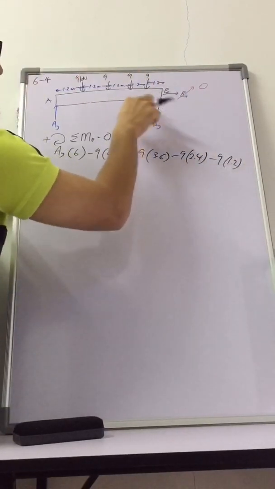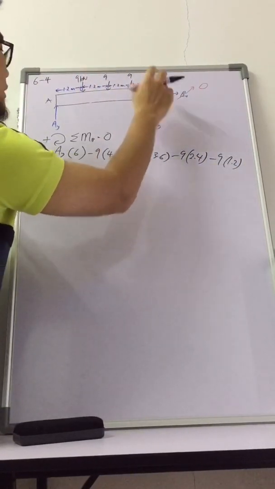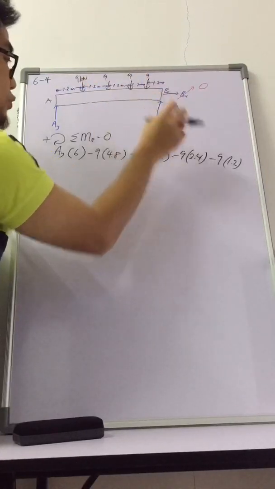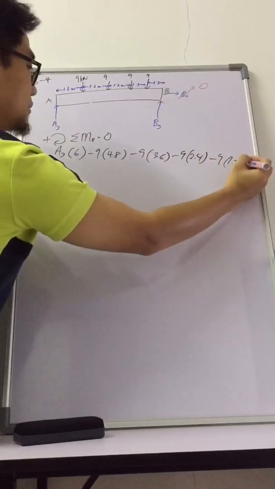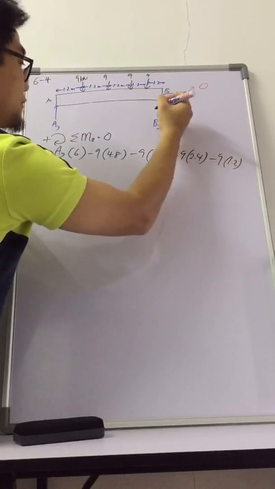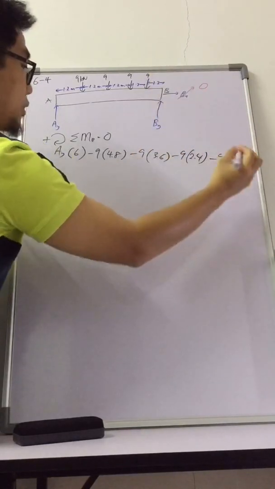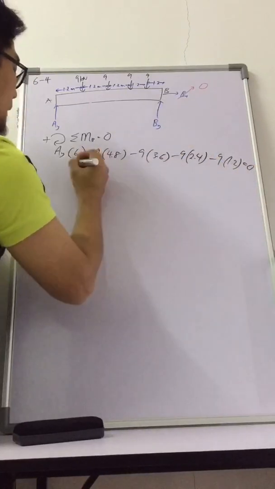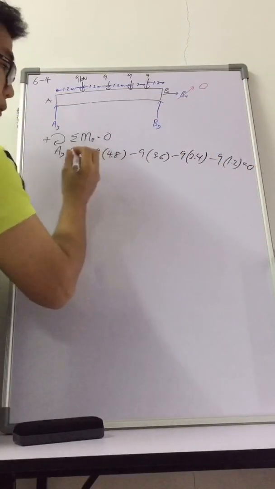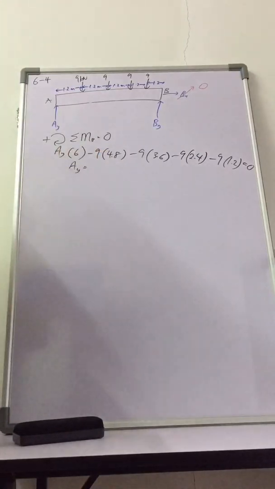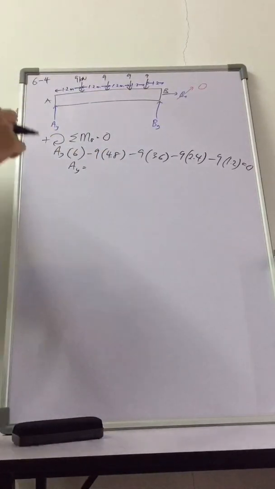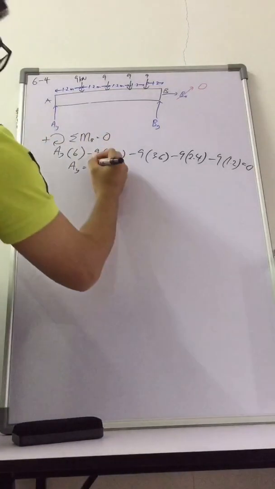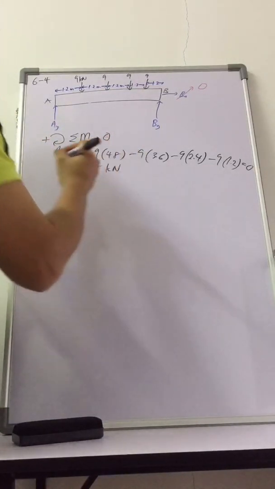How about By? Again, why do we take moment about B? Because we don't want By to appear in this equation. So By times 0 is 0, right? There is no moment of By at point B. This equals 0. So if you solve, then you will get Ay equals 18 kilonewton.